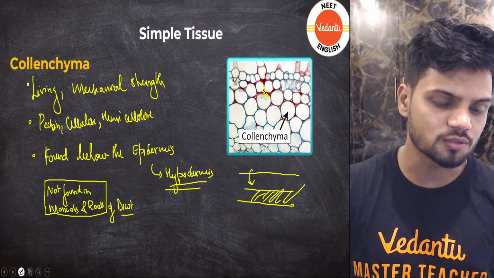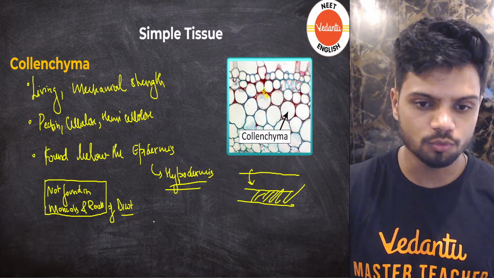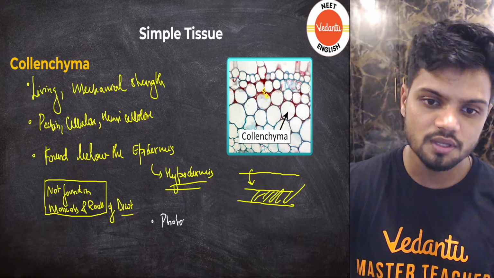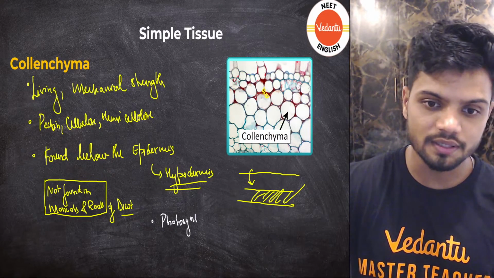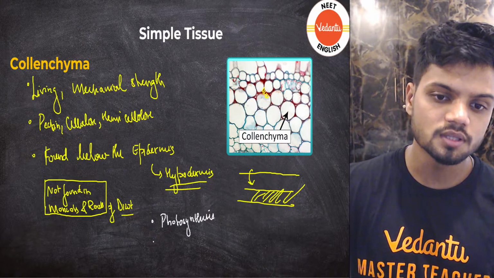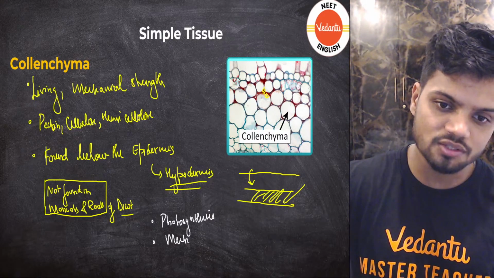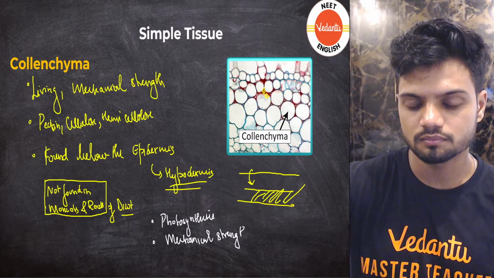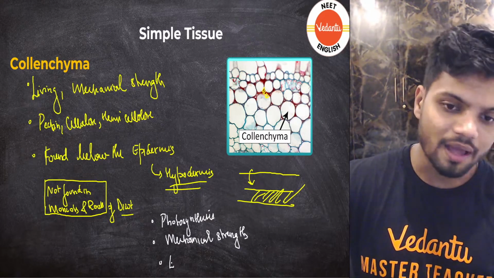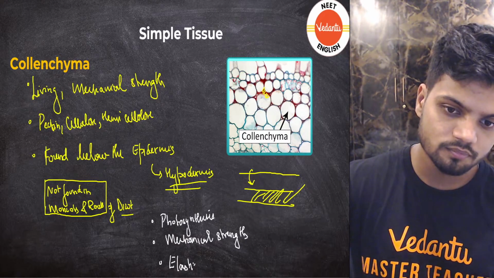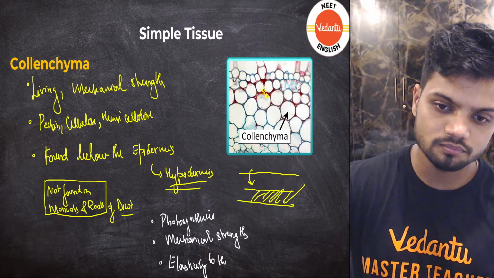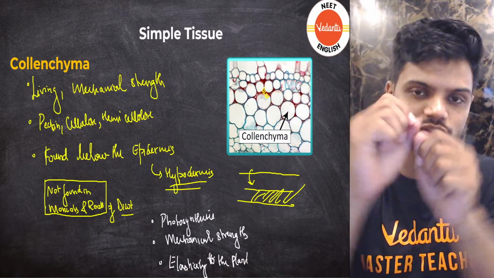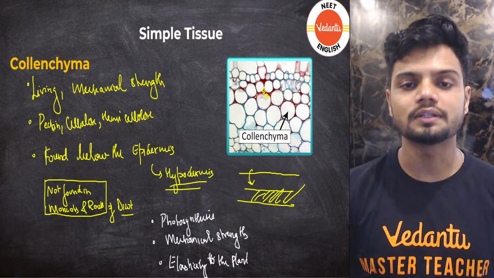Now, what could be the main function here, students? The main function here is obviously photosynthesis because it is living and it has chlorophyll. Apart from that, it also provides mechanical strength, and also elastic property, elasticity to the plant. Especially the petiole will be able to bend very much. That is because of collenchyma.